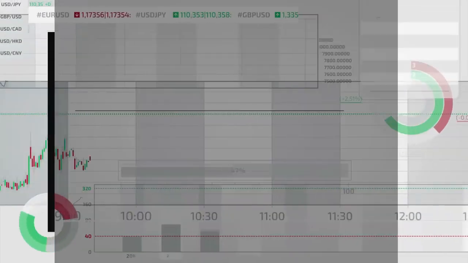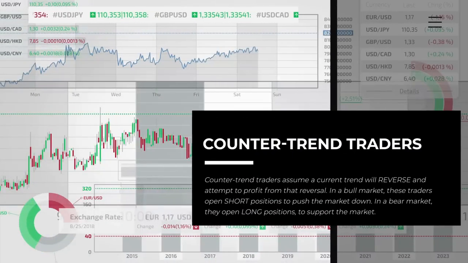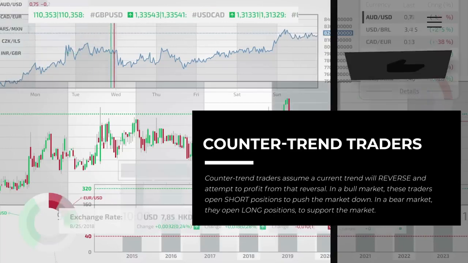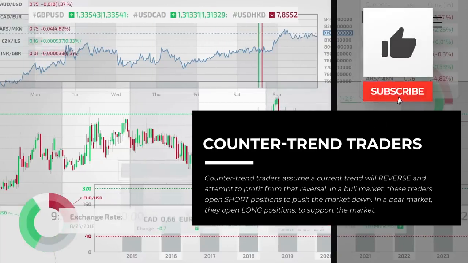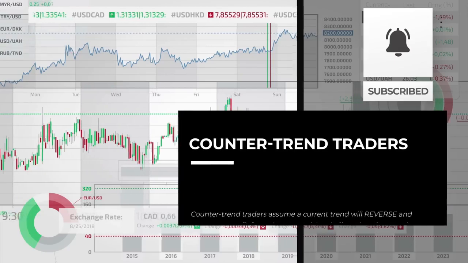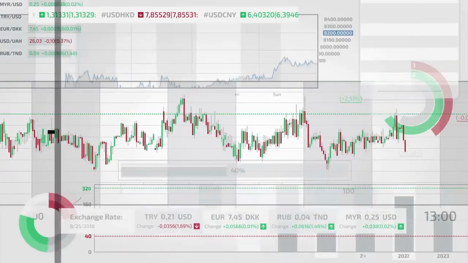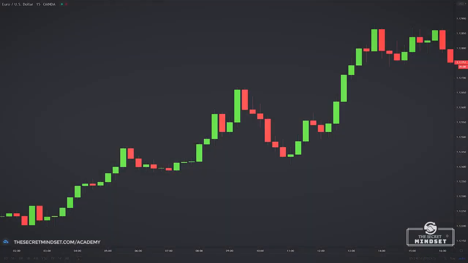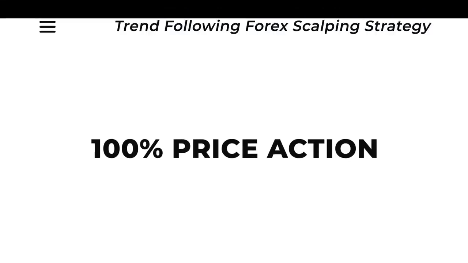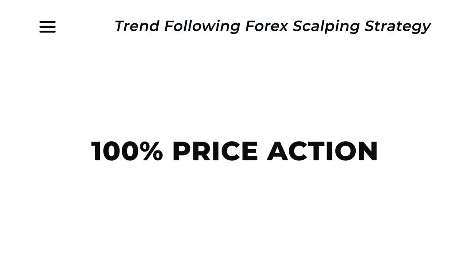In every market trend, there are contrarian traders. In a bull market, these traders try to push the market down. In a bear market, they buy to support the market. But as you probably know, these counter-trend traders are wrong most of the time. Luckily for us, we can capitalize on them to find great trading opportunities.